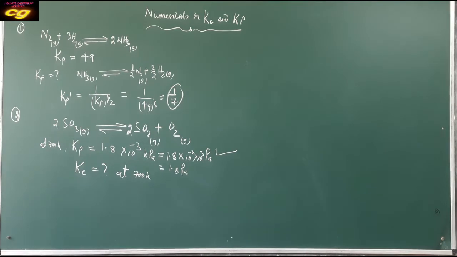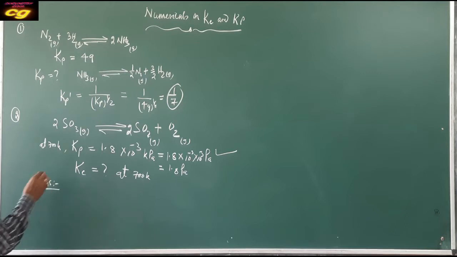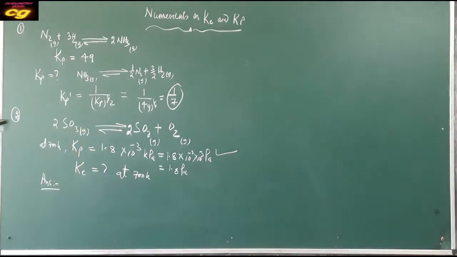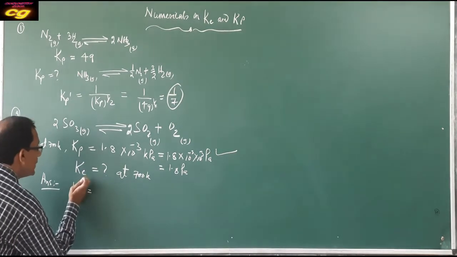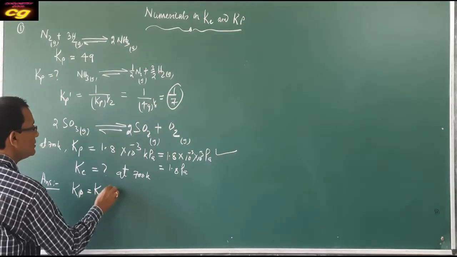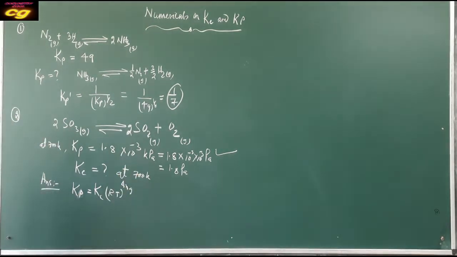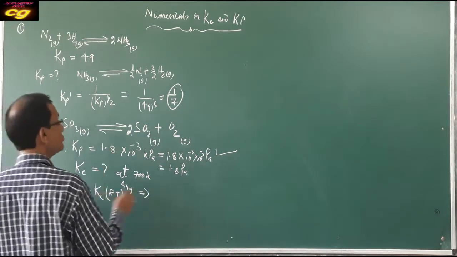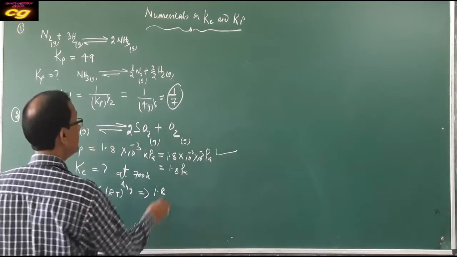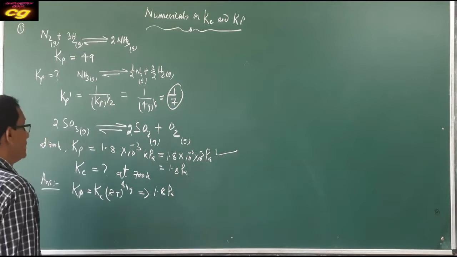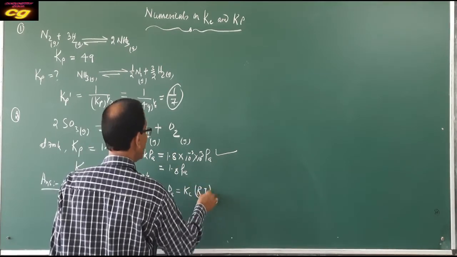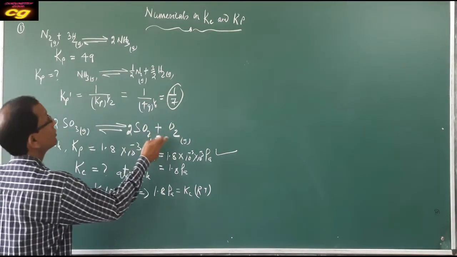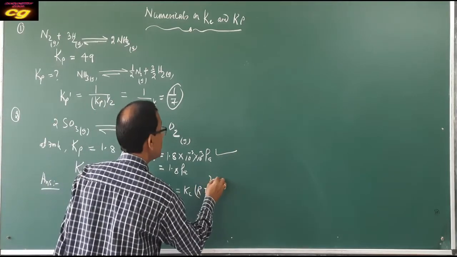But we know the answer will be like this. First, think: which formula will be used? You already know the relation between Kc and Kp: Kp is equal to Kc into RT to the power delta n. This is the formula. Here Kp is equal to 1.8 pascal, into Kc into RT. Delta n means gaseous products minus gaseous reactants. Here gaseous products are 2 plus 1, that is 3, minus 2.